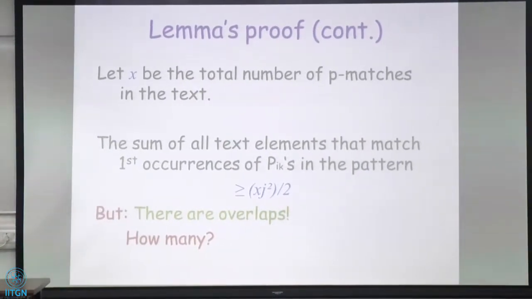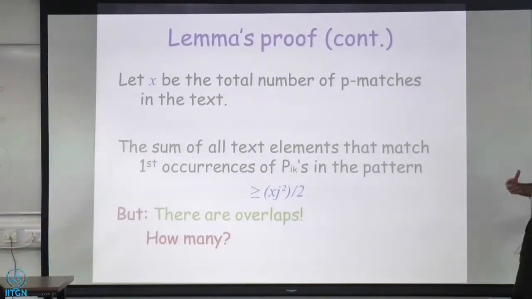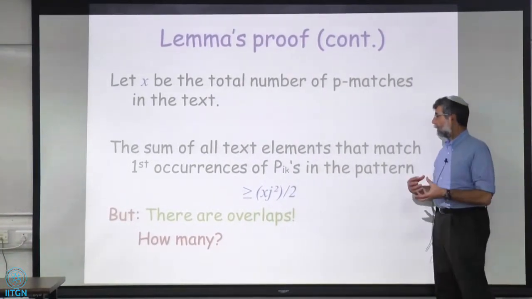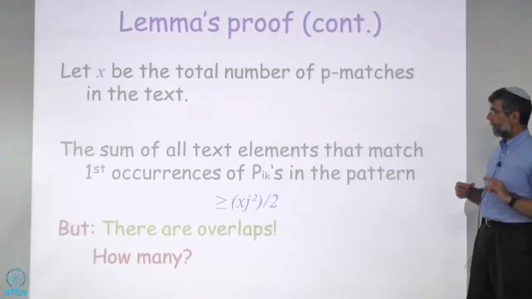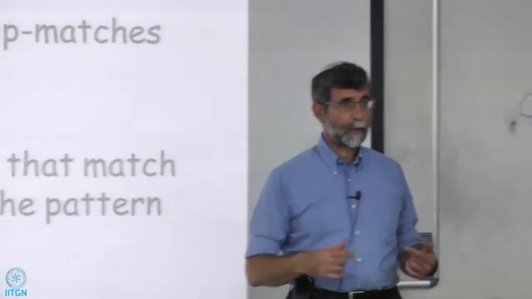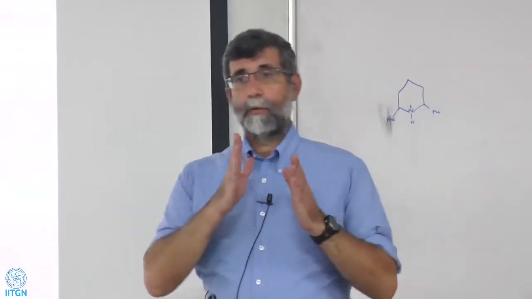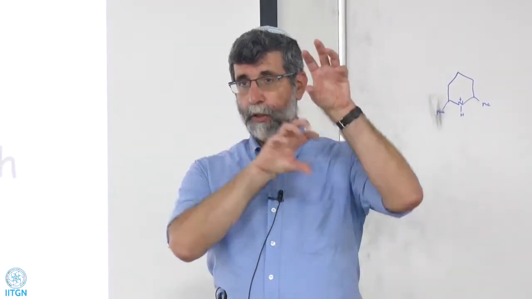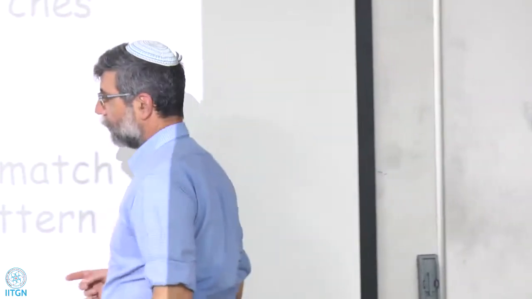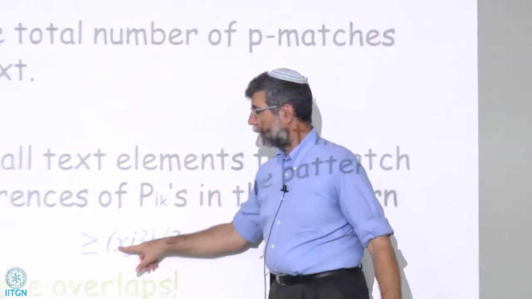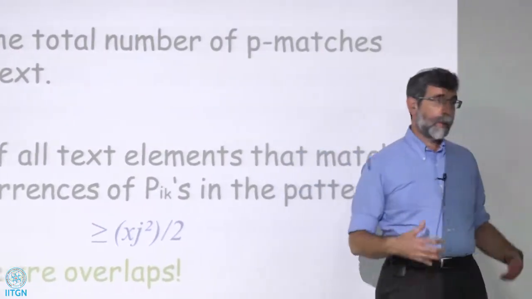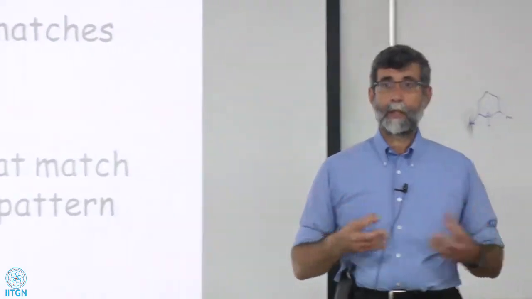All right. So let's now say that x is the total number of parameterized matches in the text. So let's add all the text elements that matched those first occurrences of the PIJs, of the PIKs. Okay, so for every parameterized match, we have all of these. Let's add them all up. So if there are x parameterized matches, the total sum is going to have to be greater than x times j squared over 2. But there may be overlaps, so we may be counting things here more than once.